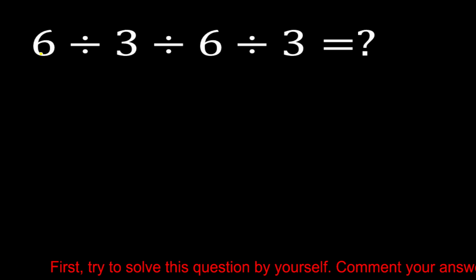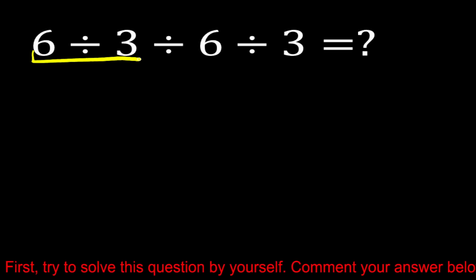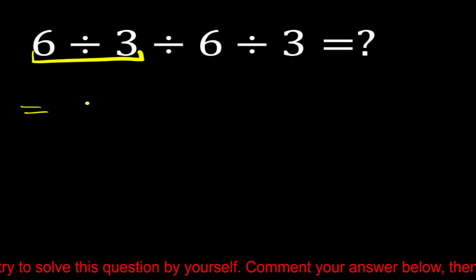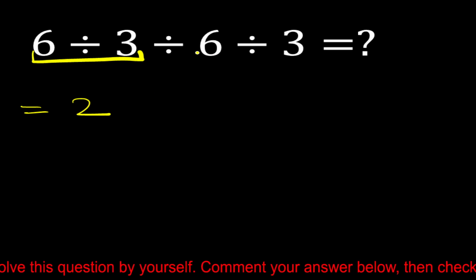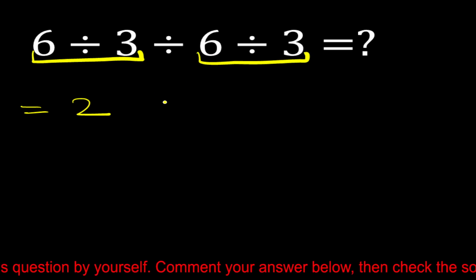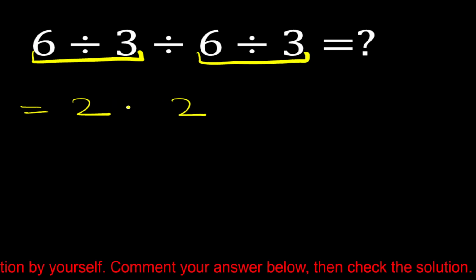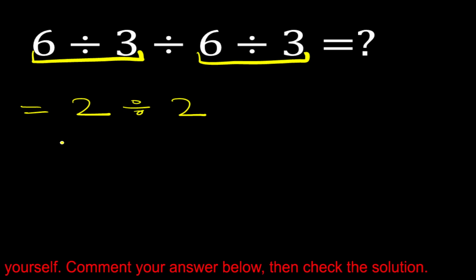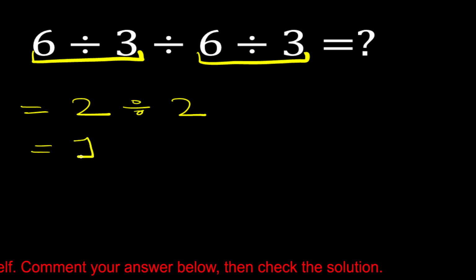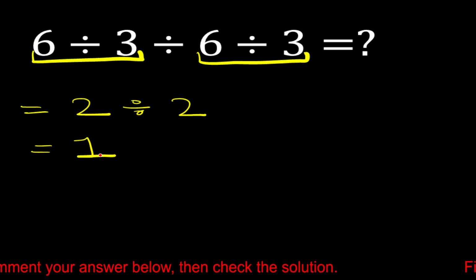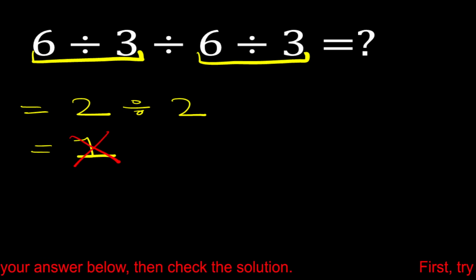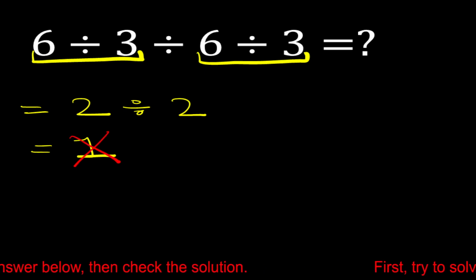So most people solve this question like 6 divided by 3 is equal to 2. Then again 6 divided by 3 is equal to also 2. Now 2 divided by 2 is equal to 1. But this answer is not correct. This answer is completely wrong. Okay.